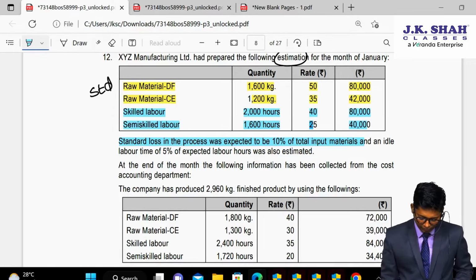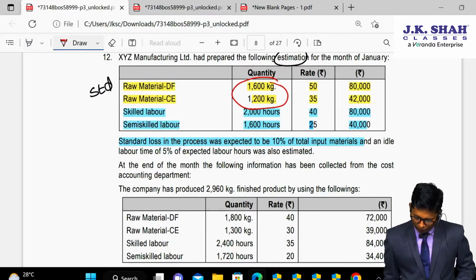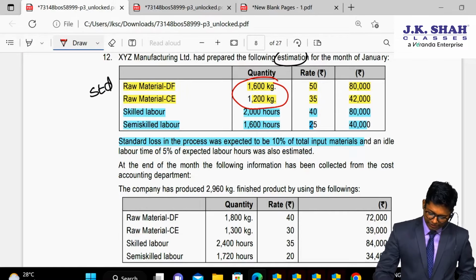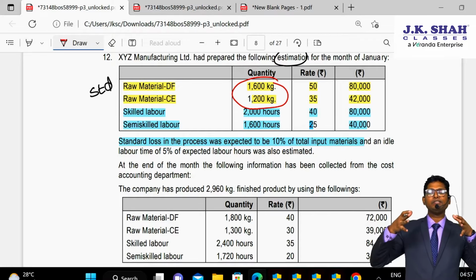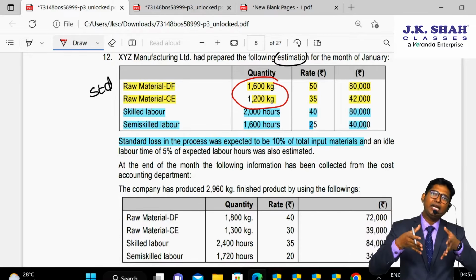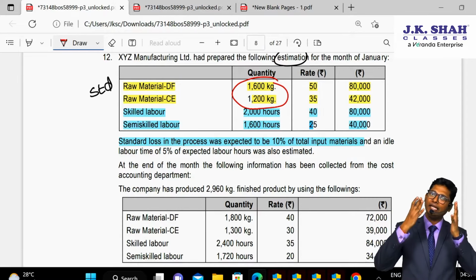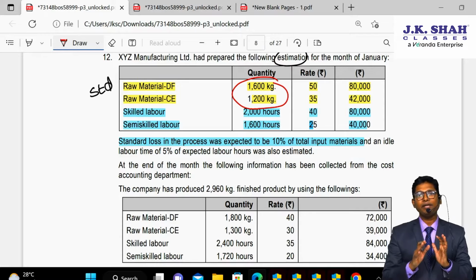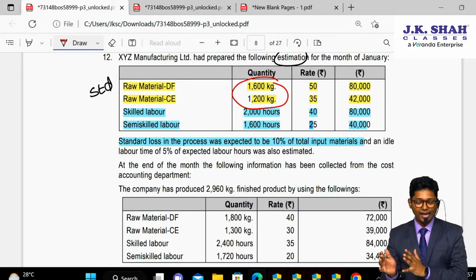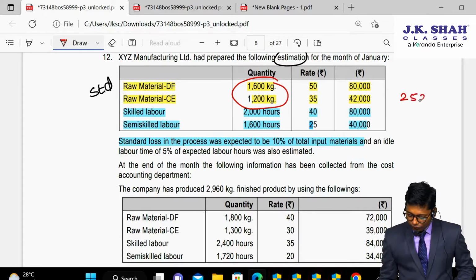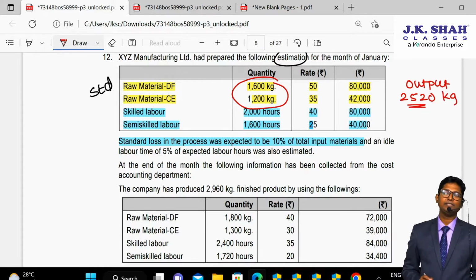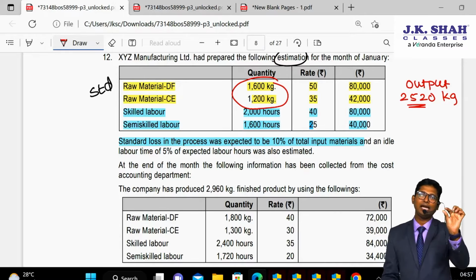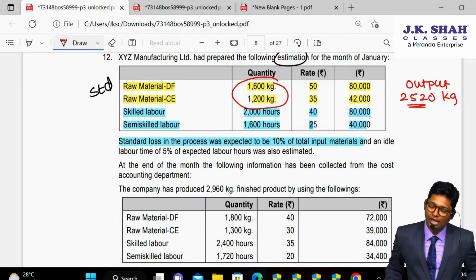That means, sir, what they are saying is the total of material is 1,600 plus 1,200. When you put 2,800 quantity of material in process, 10% of that quantity is expected to be lost. When you deduct that, it gives you 2520 as output. That means the given output is for 2520 kgs. I simply added both the quantities, deducted 10%, and computed the output.